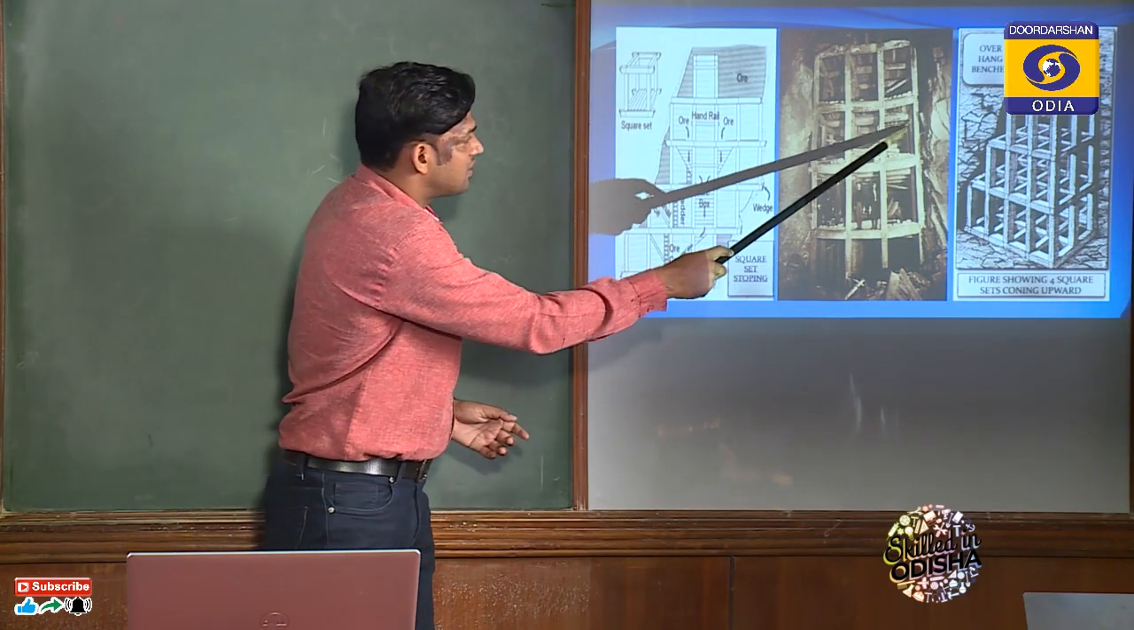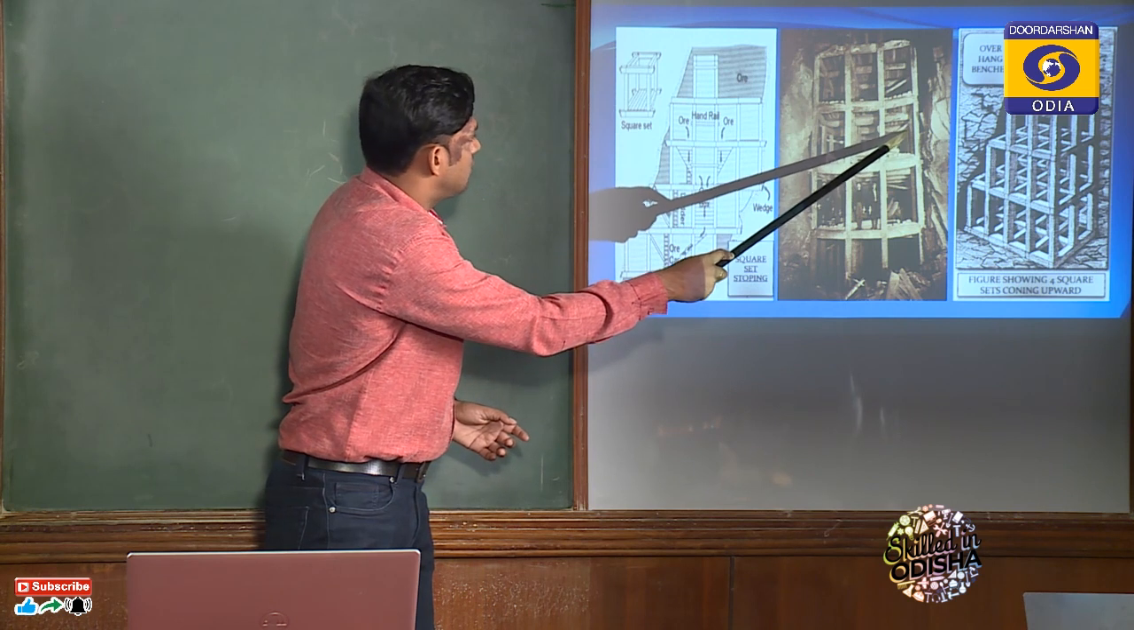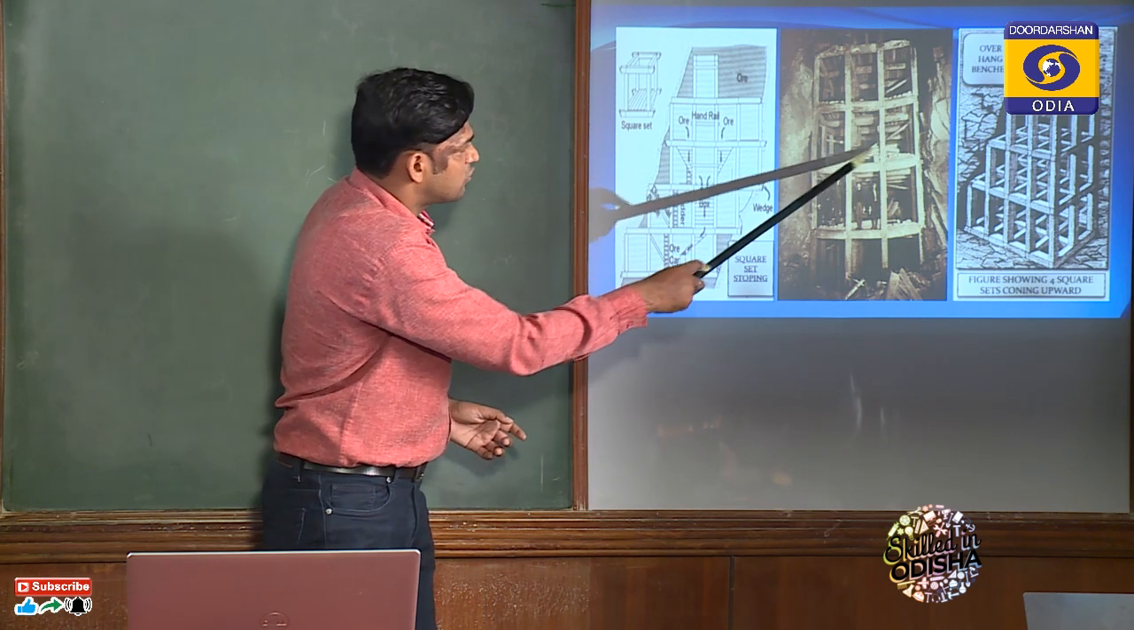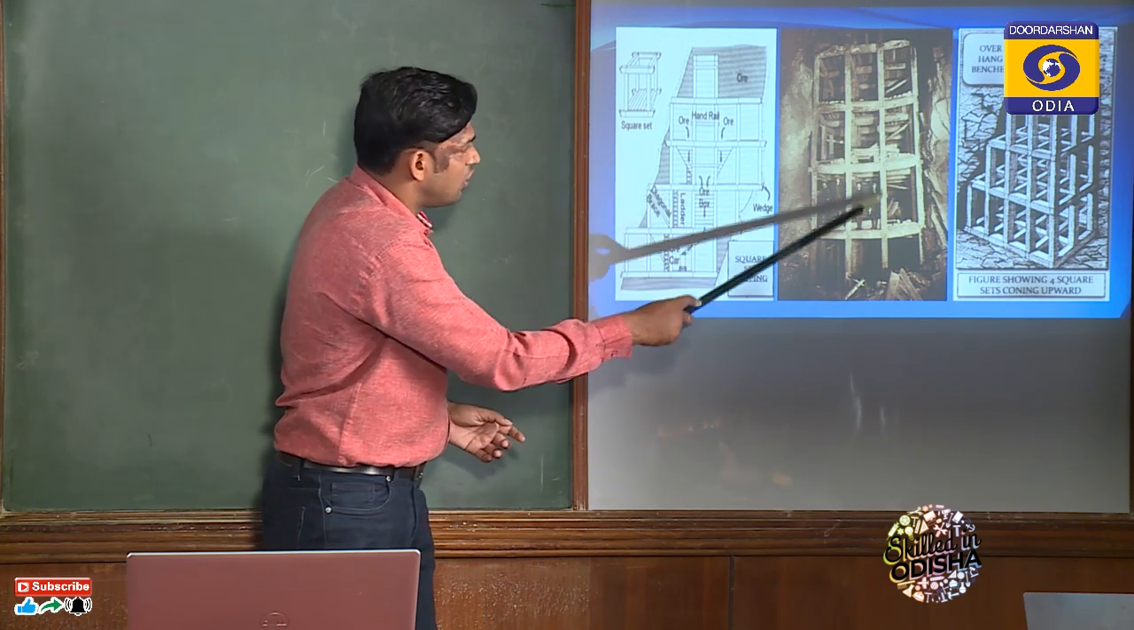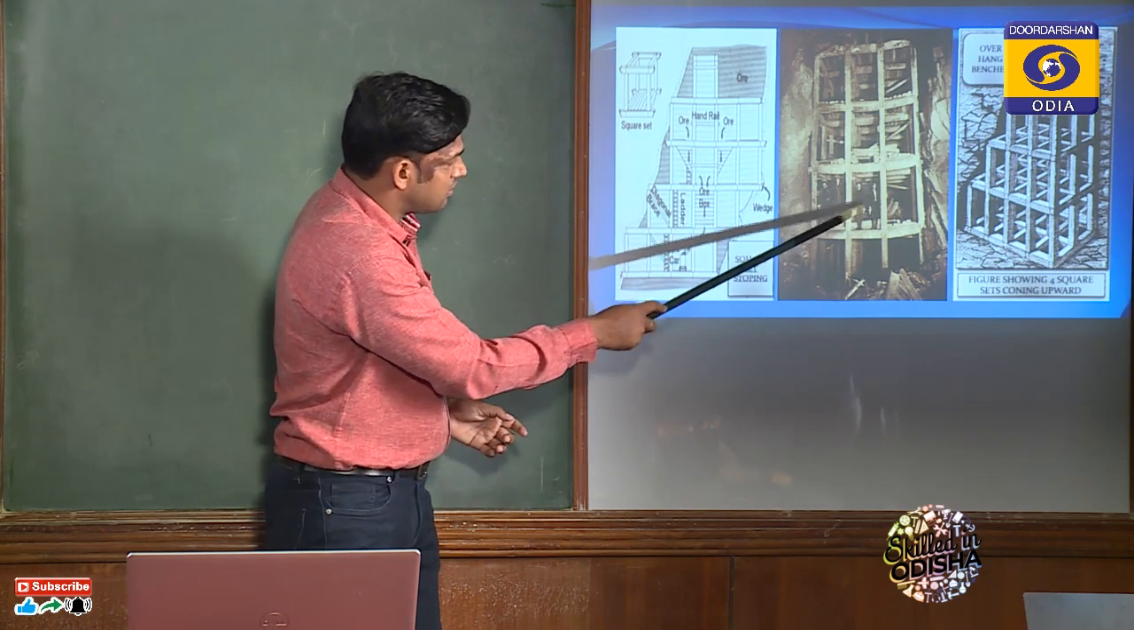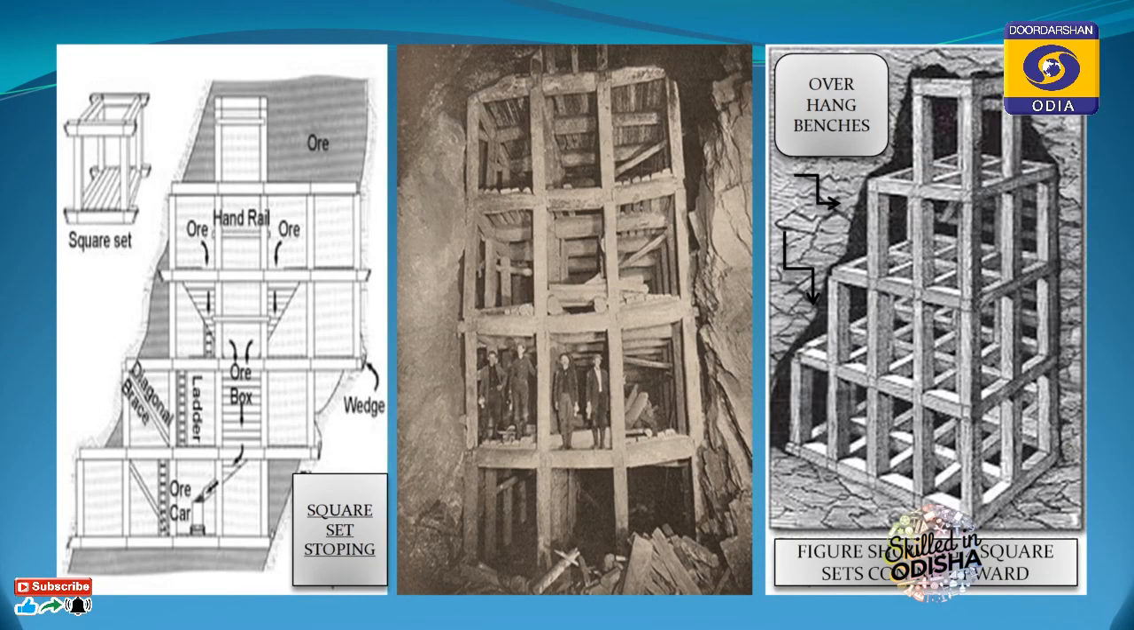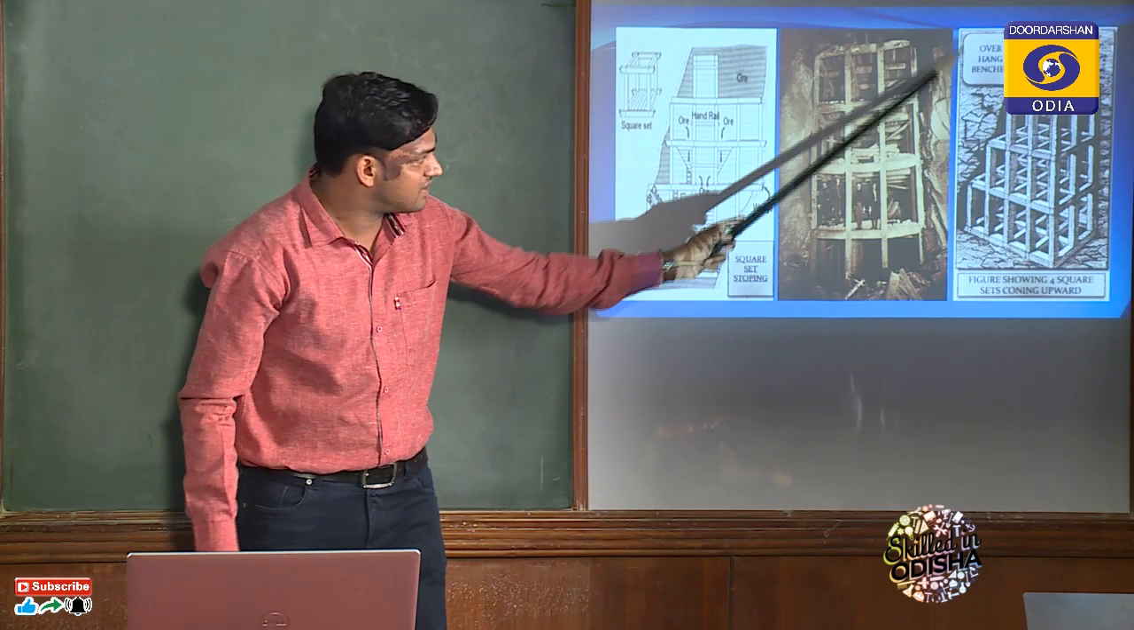Here these are the support systems to the square sets. Here there are two workers standing on the second bench, on the second square set. These are the overhang. Actually, these are the overhang benches.